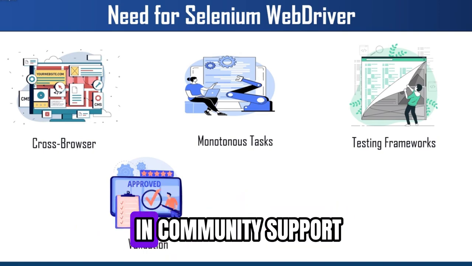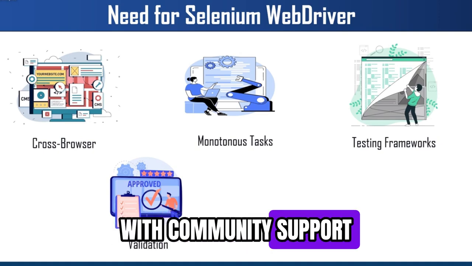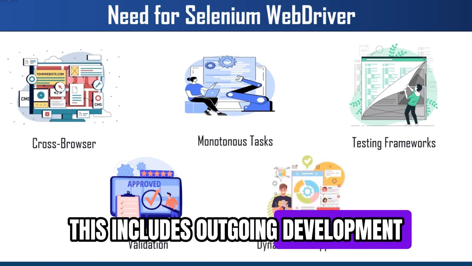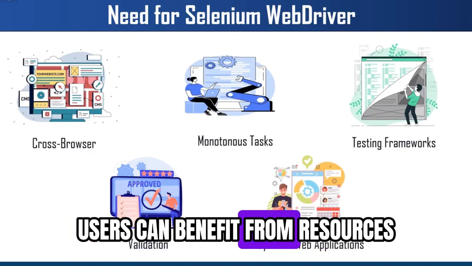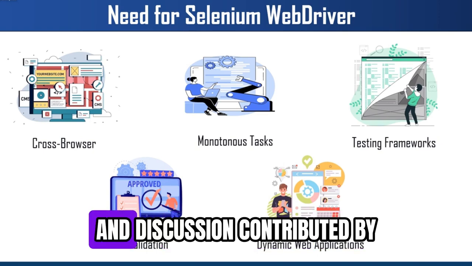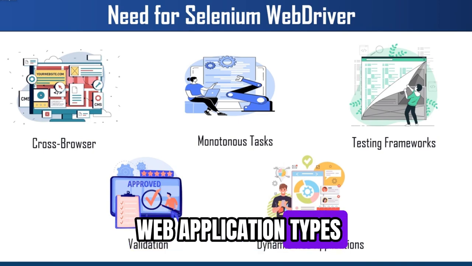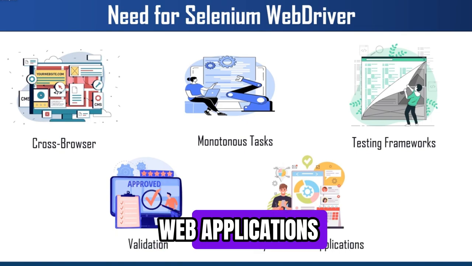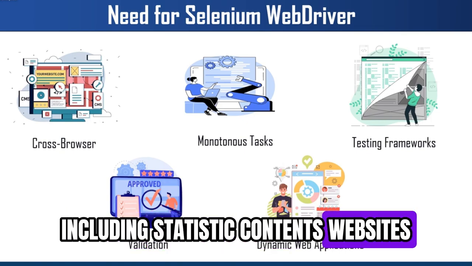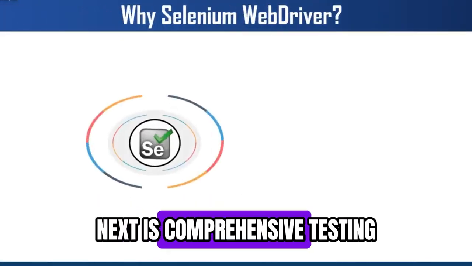Next is open source and community support. Selenium is an open source project with community support. This includes ongoing development, frequent updates, and strong community support. Users can benefit from resources, documentation, and discussions contributed by the community. Next is versatility of web application types. Selenium WebDriver can be used to test a wide range of web applications, including static content websites, dynamic single-page applications, and complex enterprise-level applications.